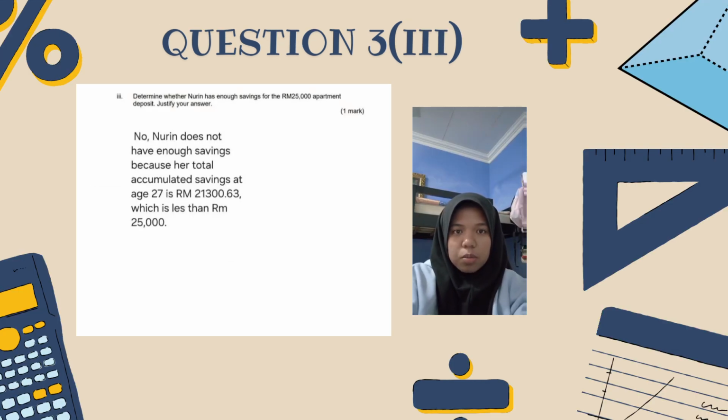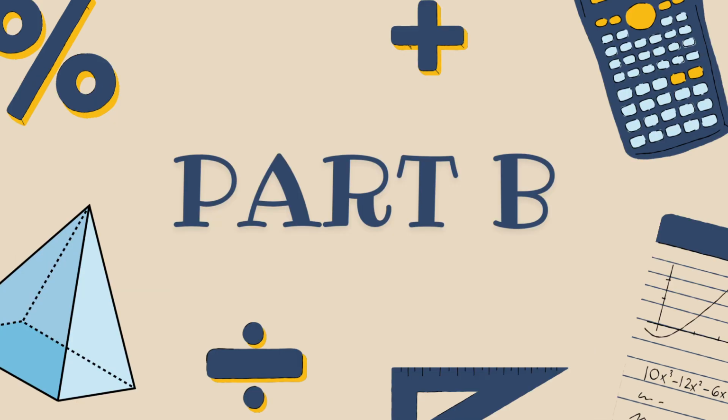For question 3, determine whether Nurin has enough savings for the RM25,000 apartment deposit. Justify your answer. From this question, we need to justify our answer by referring to the answer from question 2. So the answer is no, Nurin does not have enough savings because her total accumulated savings at age 27 is below RM25,000. Means that Nurin does not have enough savings for the apartment.